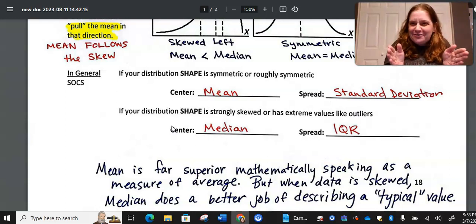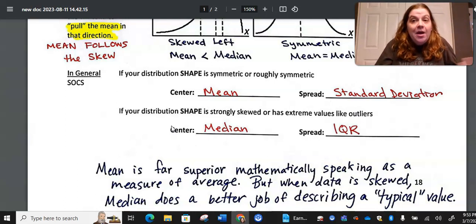But if you have a bunch of 90s and then one really low value, your median is still going to be 90. So if I'm looking at a whole bunch of 90s plus one really low value, and I wanted to describe how you were doing in the class, are you really a B student, or are you really an A- student who had a bad day?